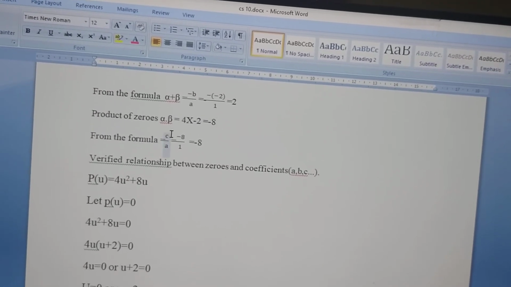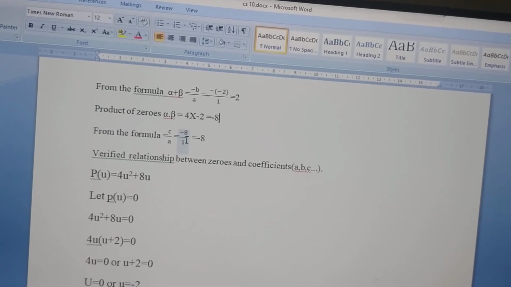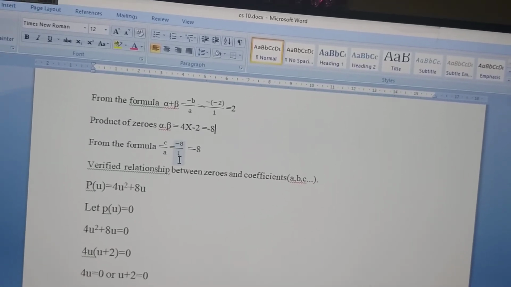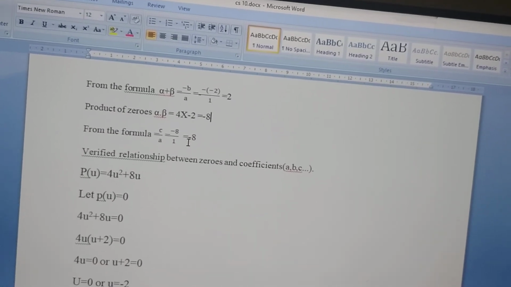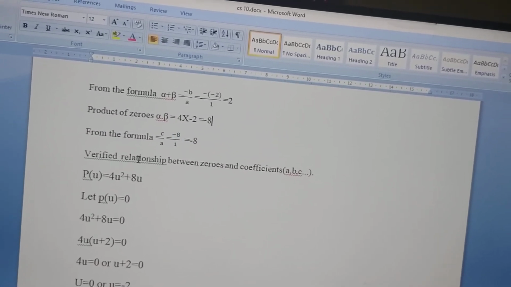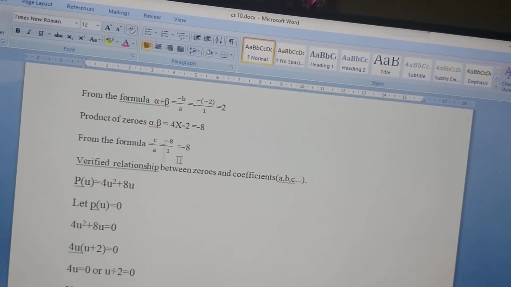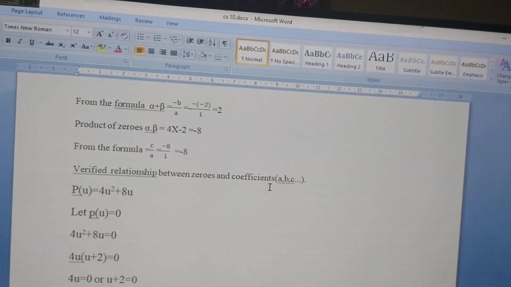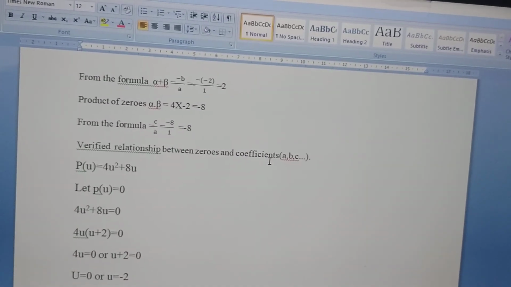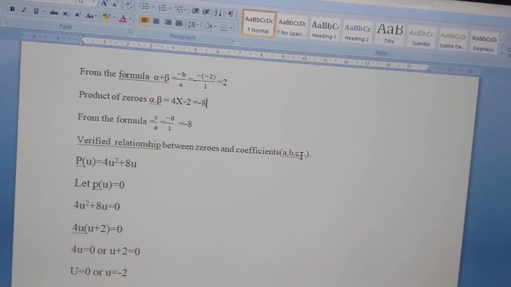Product of zeros, alpha into beta, 4 into minus 2, that value is minus 8. According to the formula, alpha into beta equals c by a. So c value minus 8 by 1, so minus 8. So the product of zeros we got is minus 8. So the relation between zeros and coefficients of the polynomial is verified.